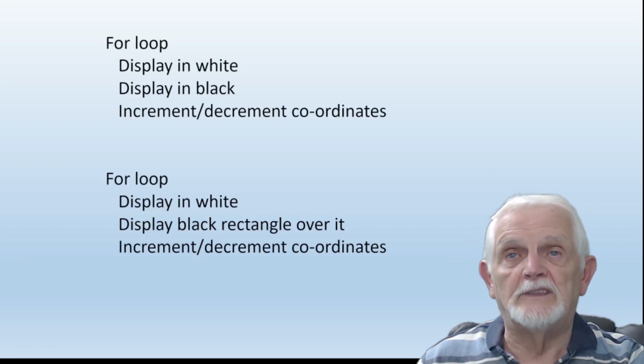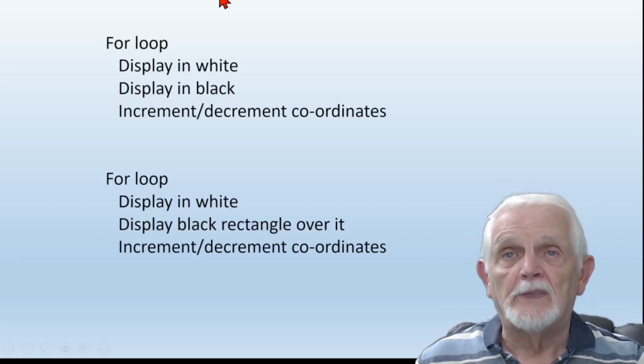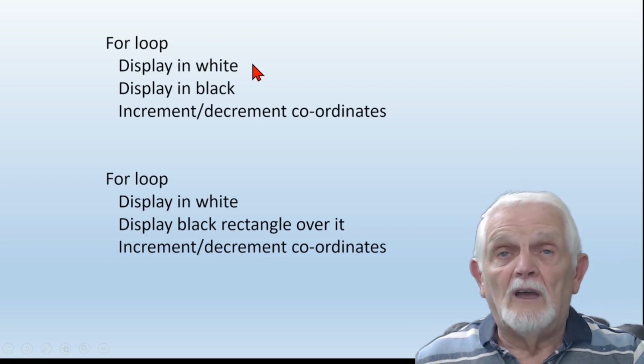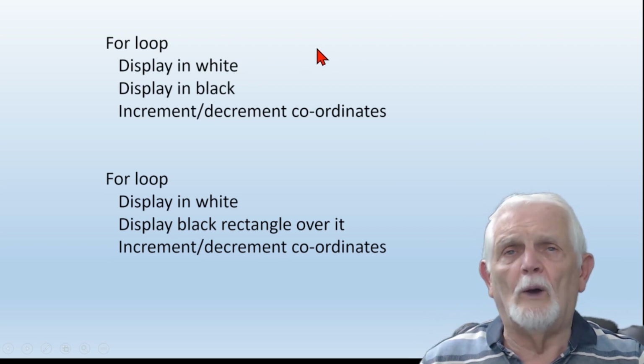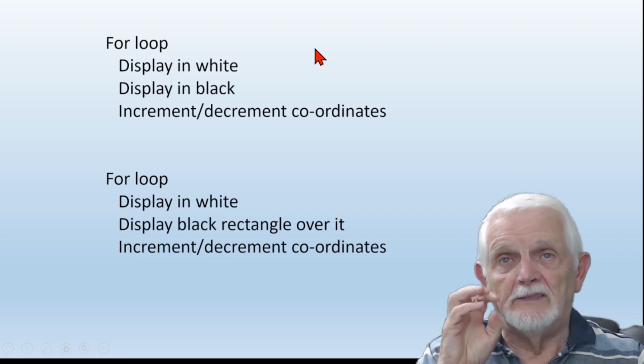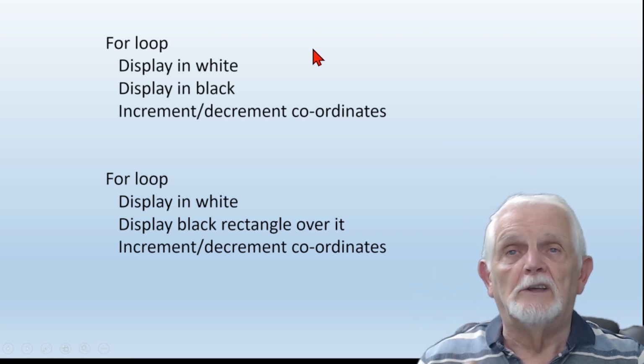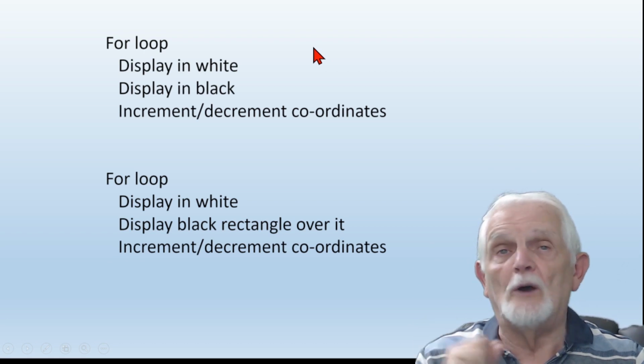Another approach is that we know we can draw in black as well as white. So we can draw something in white and immediately draw black over it and it's gone again, as in this kind of example here. If we display, say, an object, a small object, and print it in white at a certain spot, wait a little while, and then immediately in the same XY coordinates draw the same object in black, it's gone again.